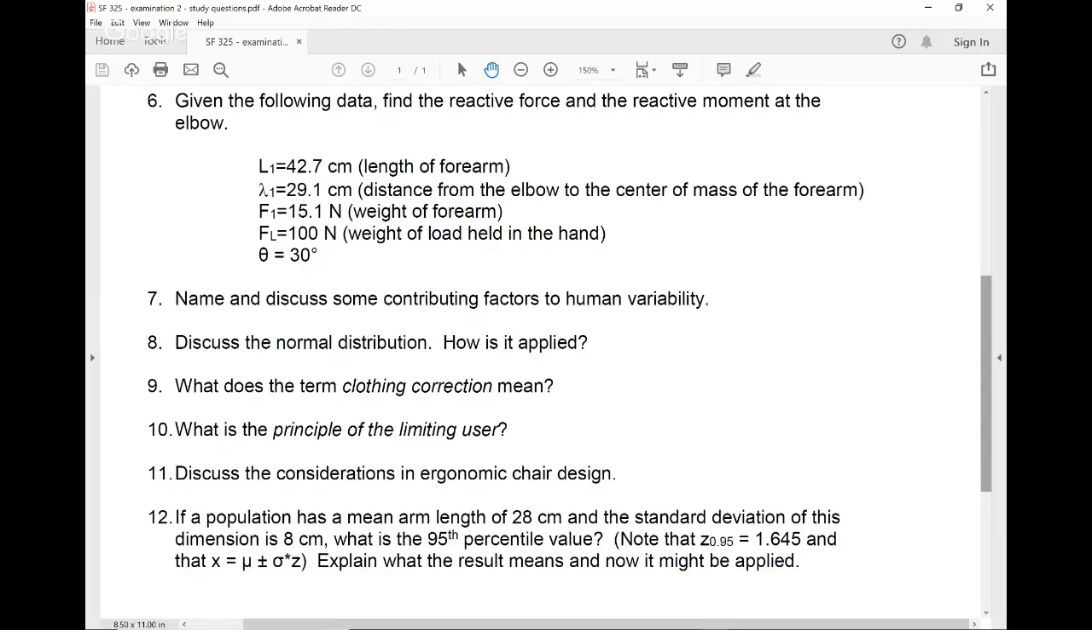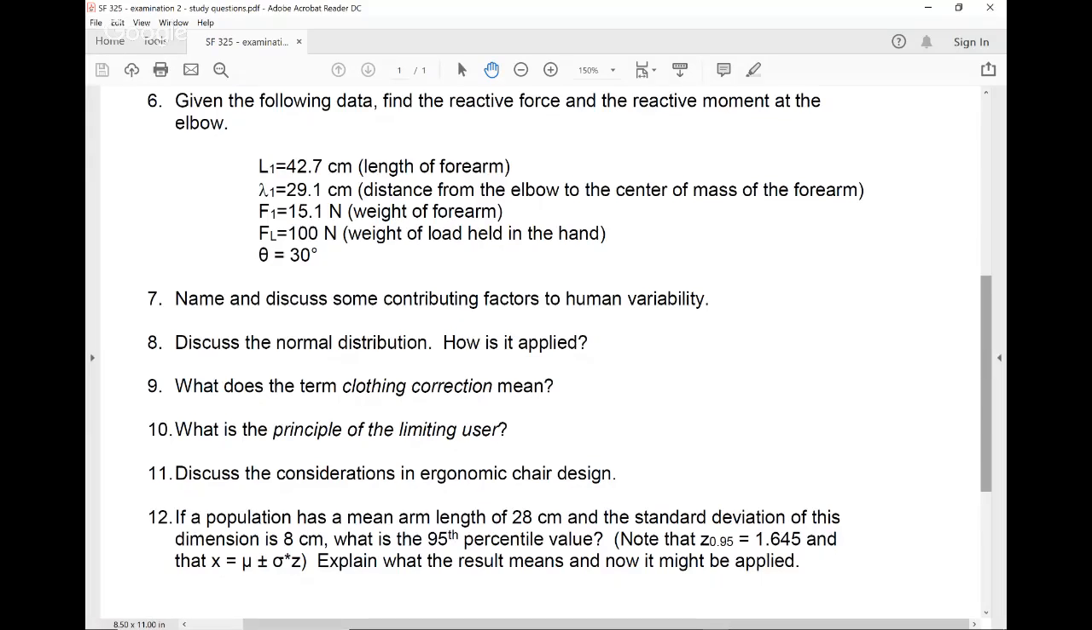The other torque would be the same idea, just the other numbers for the load. So we've got 100 newtons times the other distance, which I'm going to convert to meters, 0.427 times the sine of 30. And then we'd add these two values up.